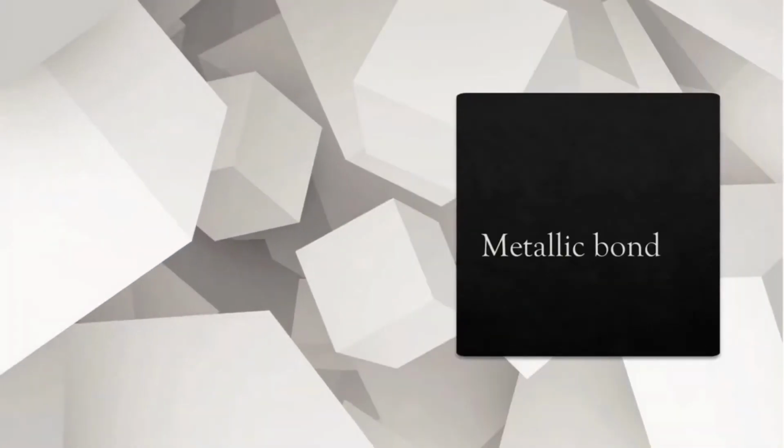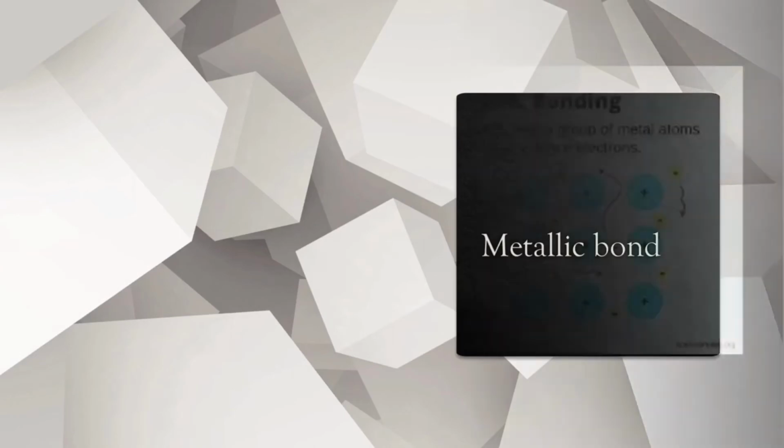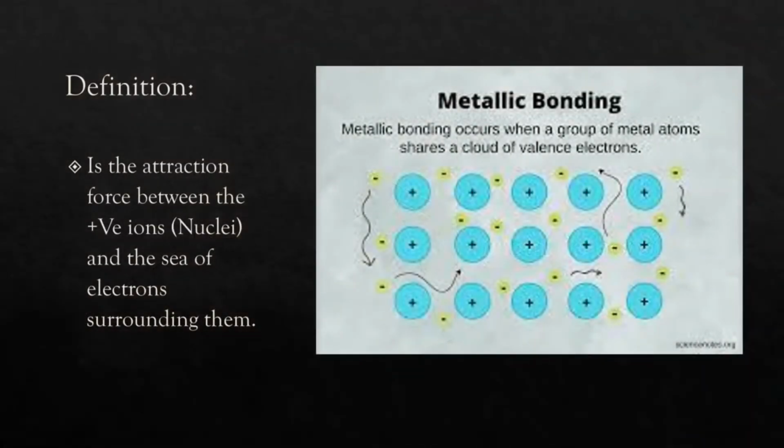The third type of bonds is the metallic bond. The definition of metallic bonding is the attraction force between the positive ions and the nuclei or the sea of electrons surrounding it. As we can see in the picture, these are the positive ions and these are the sea of electrons surrounding it.